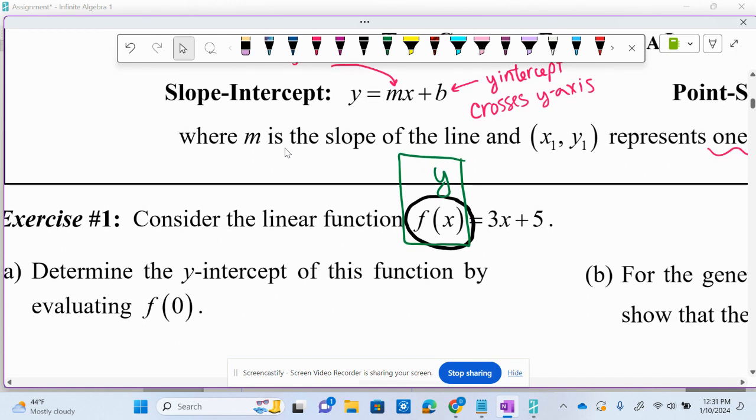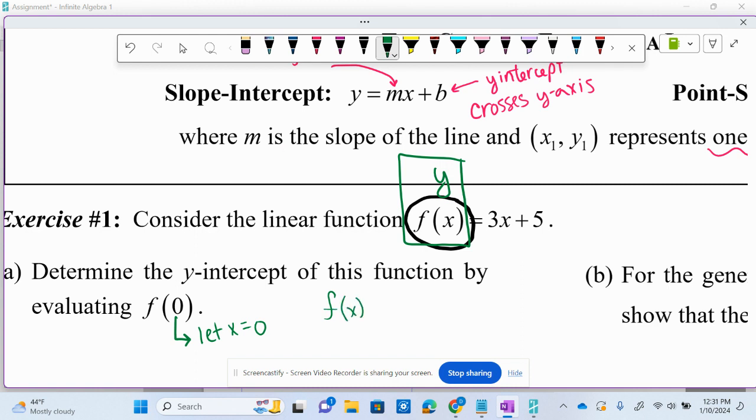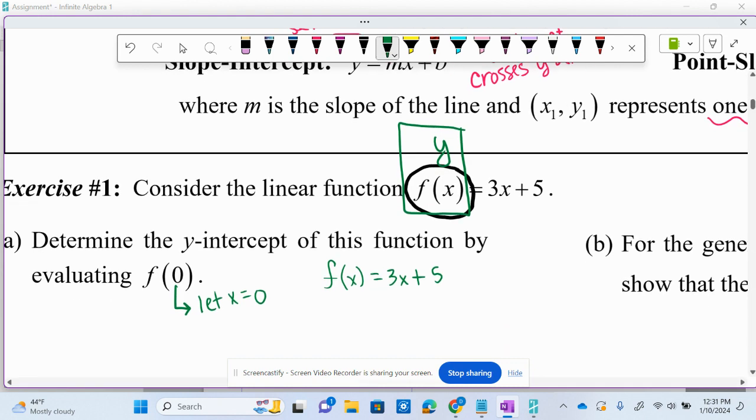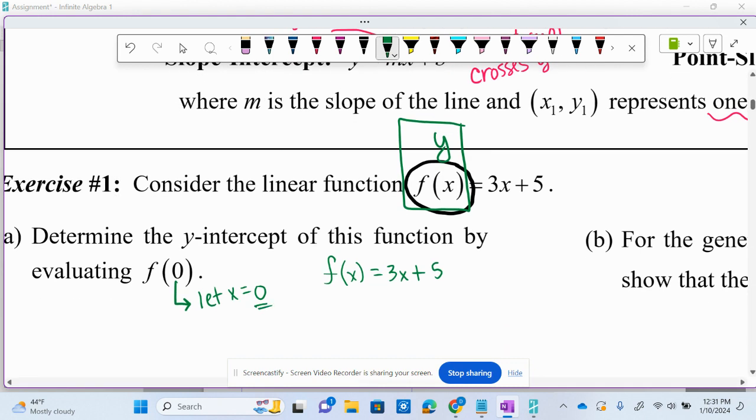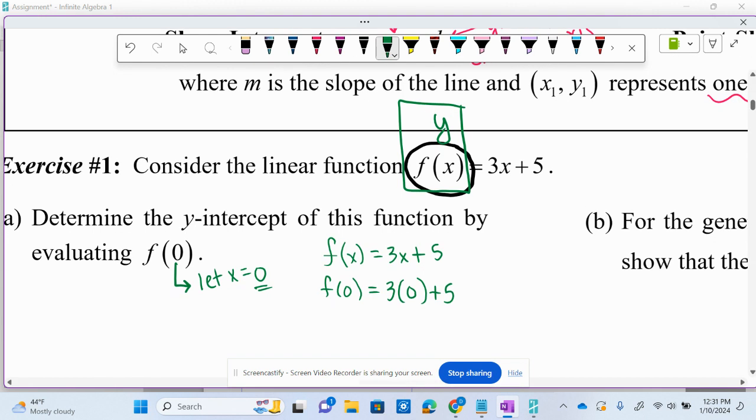And exactly what Bryce said. He said, we use f of x because it tells us that we're going to plug something in. So f of 0 is the same thing as saying let x equal 0. So I take this equation, f of x equals 3x plus 5, and I'm going to replace the x with the number 0. So I write f of 0 equals 3 times 0 plus 5. What is 3 times 0? Okay. And 0 plus 5 is? So f of 0 is 5.